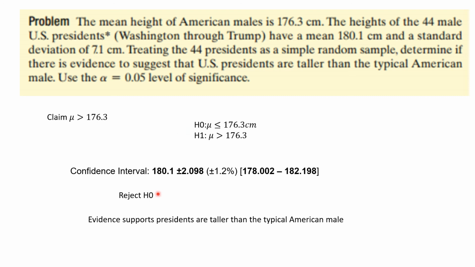We construct the confidence interval and we get that the confidence interval is 180.1, that is our x bar, plus or minus this. And that means that the numbers are between 178 and 182. Well, we look, and does this confidence interval contain the H0 number? And no, it does not. And so that means that we reject H0, and that means that the evidence supports the claim that presidents are taller than the typical American male.